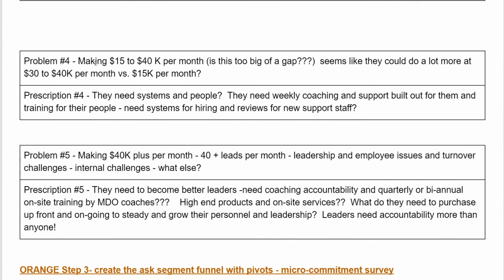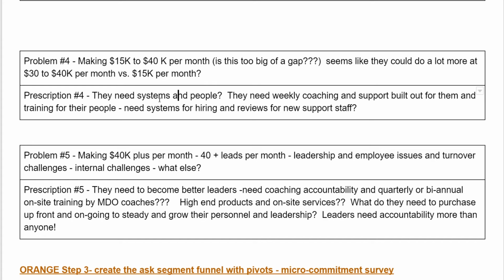So problem 4, they're making 15 to 40,000 a month. This to me seems like way too big of an income gap, because someone at 15,000 a month might be able to do much less than someone at 40,000 per month, but maybe not. Maybe we're talking about really fine-tuning their system, fine-tuning their automation, and leveraging their network to speak to more people, making them more of an authority in their area.